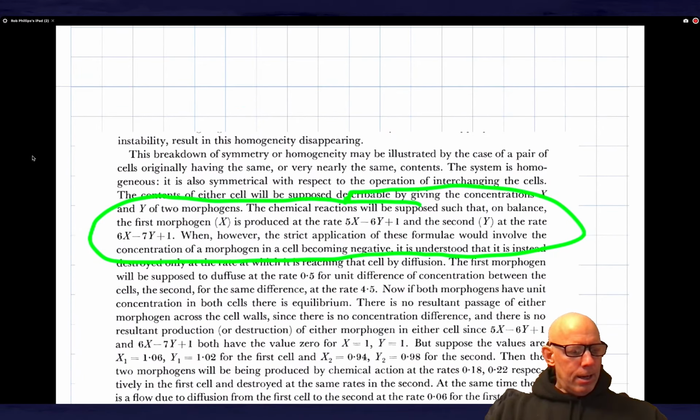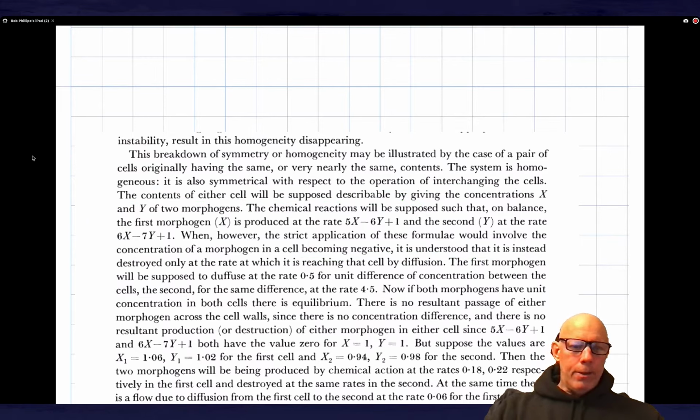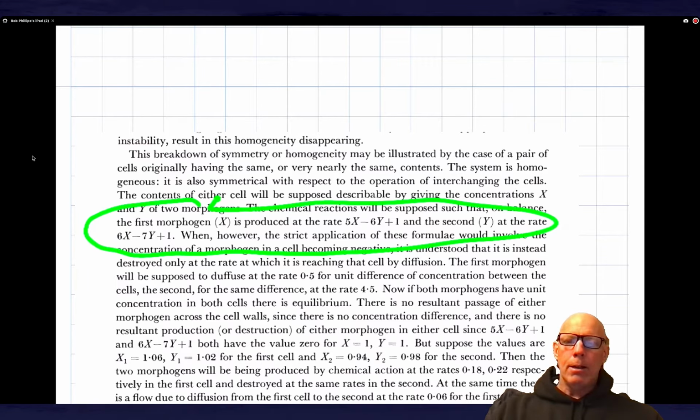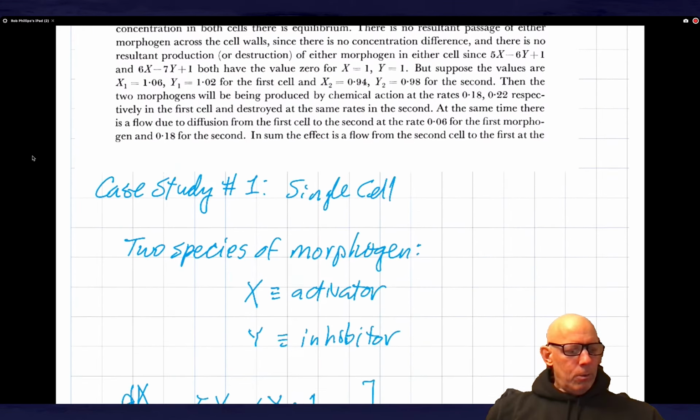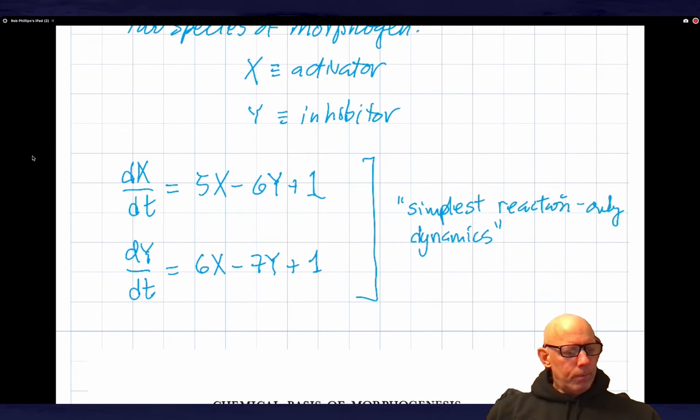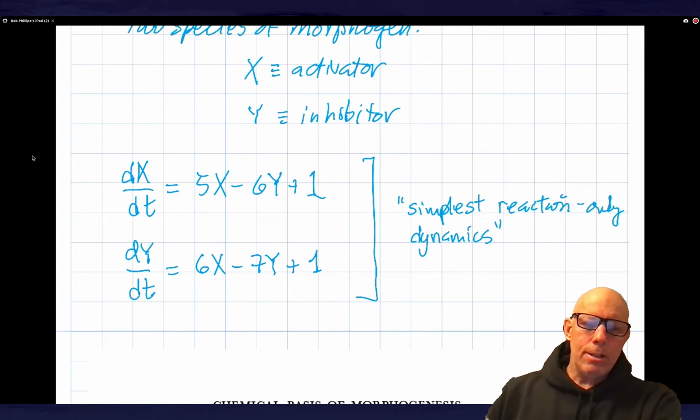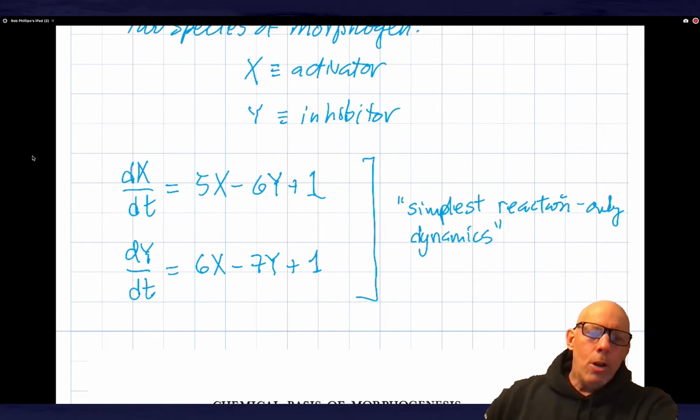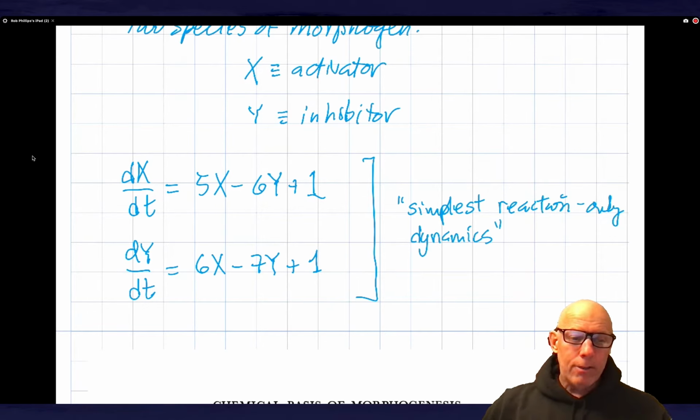The second one is, and the second, y, at the rate 6x minus 7y plus 1. So that's this bit. So that's a second differential equation. That's the rate at which y is produced, and that's this equation. So we have a two differential equation system, two coupled differential equations. Note why we're inspired to call X the activator, because the presence of X increases the amount of X and Y, and the presence of Y decreases the rate of production of both X and Y. So if Y goes up, then production of both goes down. So this is very simple, and it's linear.